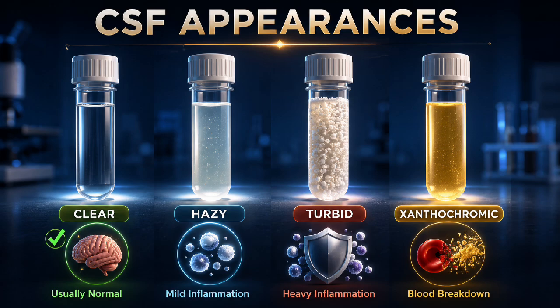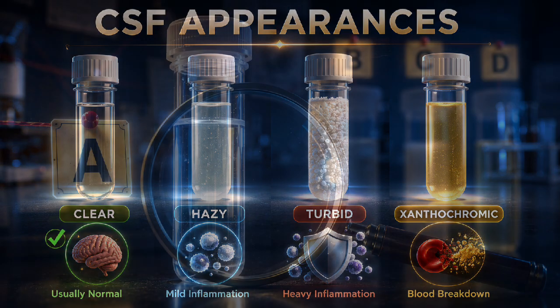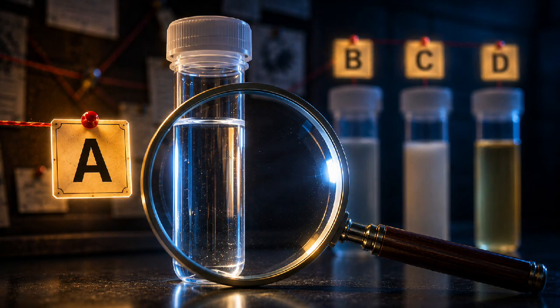Let's start with the easiest one. Clear CSF. A clear CSF doesn't solve the case. It simply tells us that pus, blood, or heavy inflammation is unlikely. To find the real culprit, we need more clues.